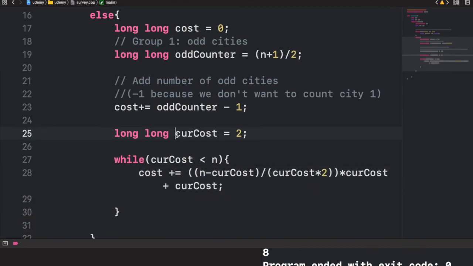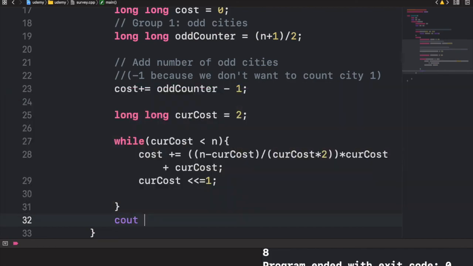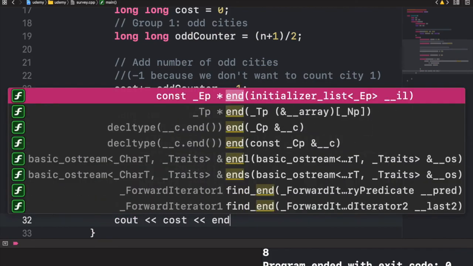And then we want to update current cost. So the next cost for the next group would just be the current cost times 2. So we can just do a left shift. And then at the end, we would just output cost and end the line.